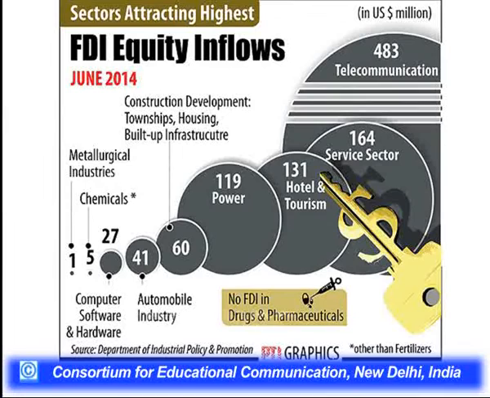And so you can see the sectors attracting the highest FDI equity flow in recent years. The data is of June 2014. Telecommunication attracted a very substantial amount, followed by service sectors, hotel and tourism, then the power sector, then construction development, township, housing, metallurgical industry, automobile, computer software and hardware. Such FDI inflow has been very, very important for removing poverty in our country.